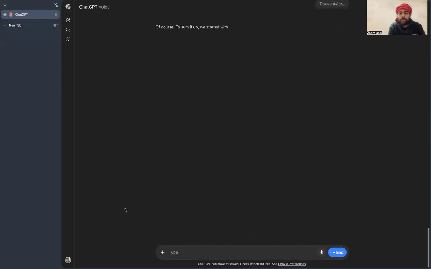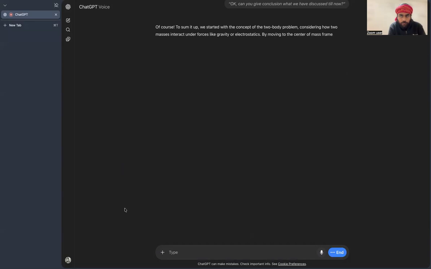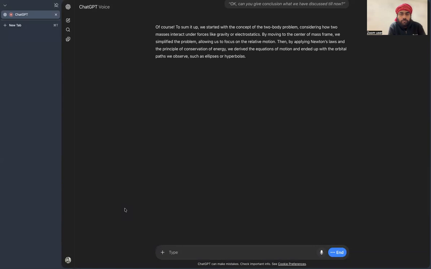Of course. To sum it up, we started with the concept of the two body problem, considering how two masses interact under forces like gravity or electrostatics. By moving to the center of mass frame, we simplified the problem, allowing us to focus on the relative motion. Then, by applying Newton's laws and the principle of conservation of energy, we derived the equations of motion and ended up with the orbital paths we observe, such as ellipses or hyperbolas. In essence, the dynamics of the system are fully captured in these orbital motions, and that's how we understand and predict their behavior. If you have any other questions or need more details, just let me know.